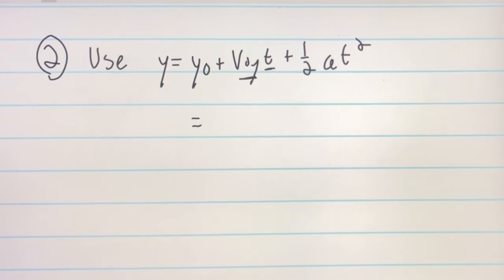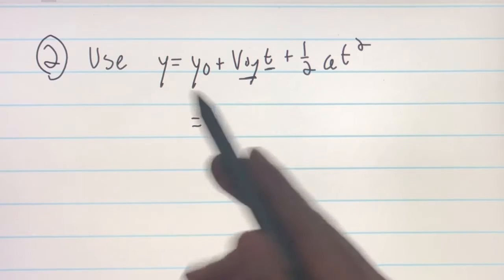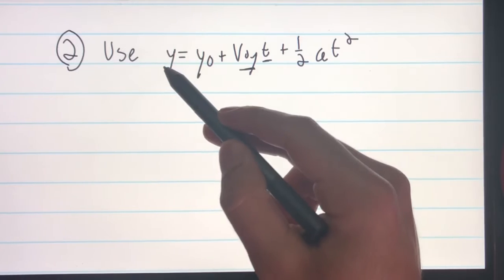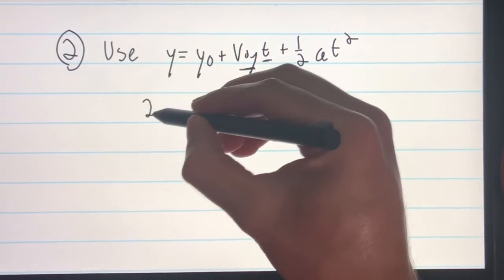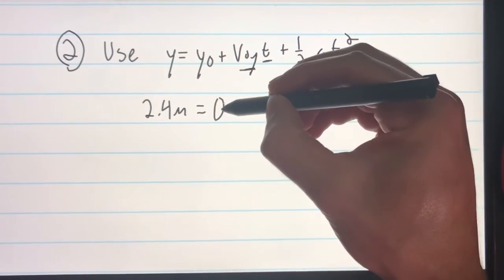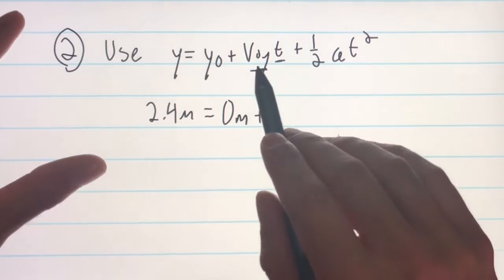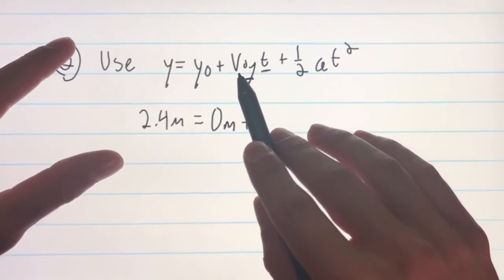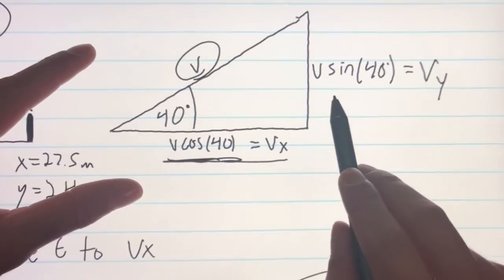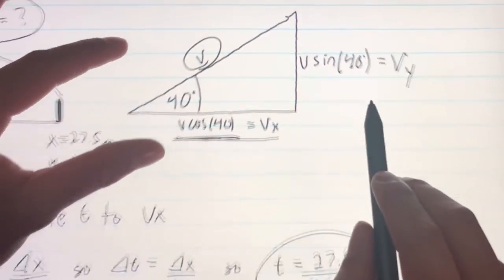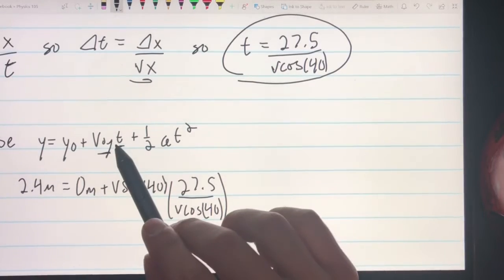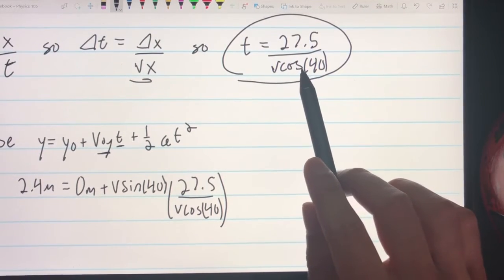The next step is to fill in what we know into this equation so we can solve for velocity. For y, we know that the ball is at 2.4 meters above the ground at its endpoint. We know it starts on the ground. We aren't told the initial velocity on the y-axis as a value, but we do have an equation for that. We know that it is equivalent to velocity times the sine of our angle. For t, we can just plug in what we solved for.